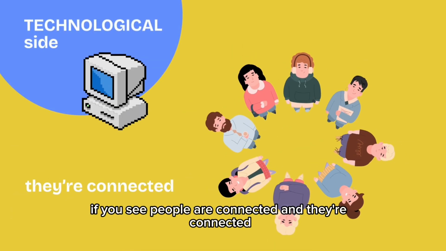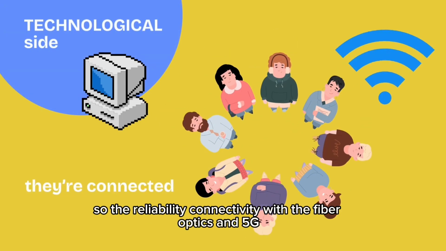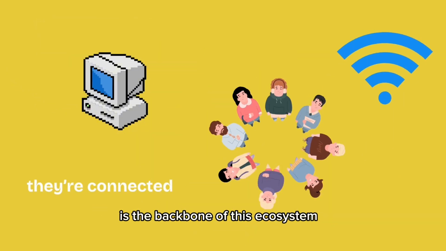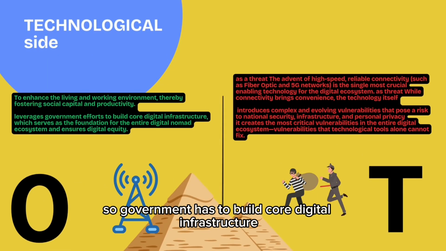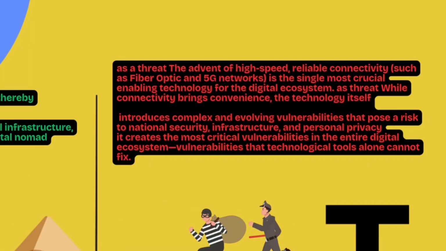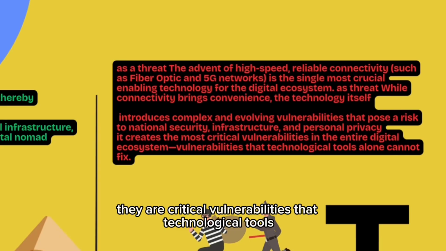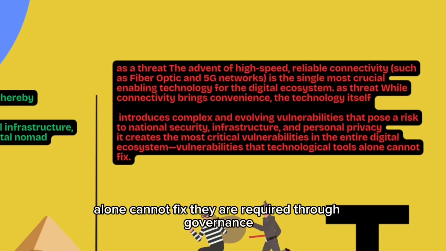On the technological side, if you see people are connected, all of it is because of the Wi-Fi. So reliable connectivity with fiber optics and 5G is the backbone of this ecosystem. So the government has to build core digital infrastructure, ensure digital equity, and enhance the productivity of digital nomads. But on the other hand, connectivity brings national security and personal privacy risks. They are critical vulnerabilities that technological tools alone cannot fix. They require strict governance.